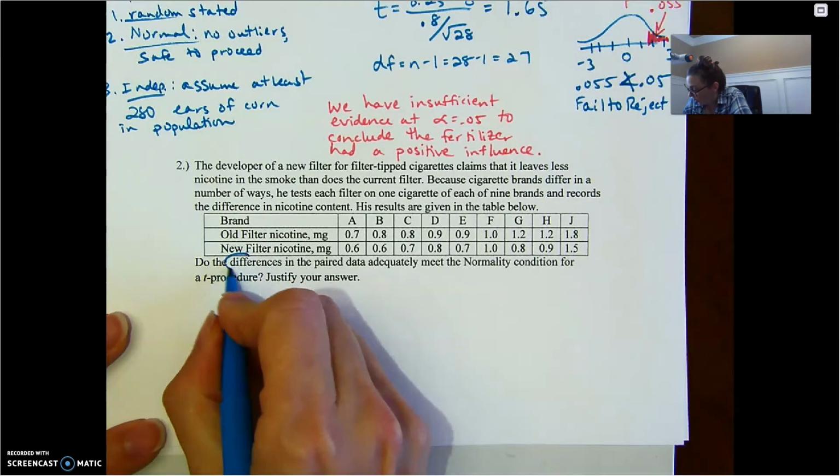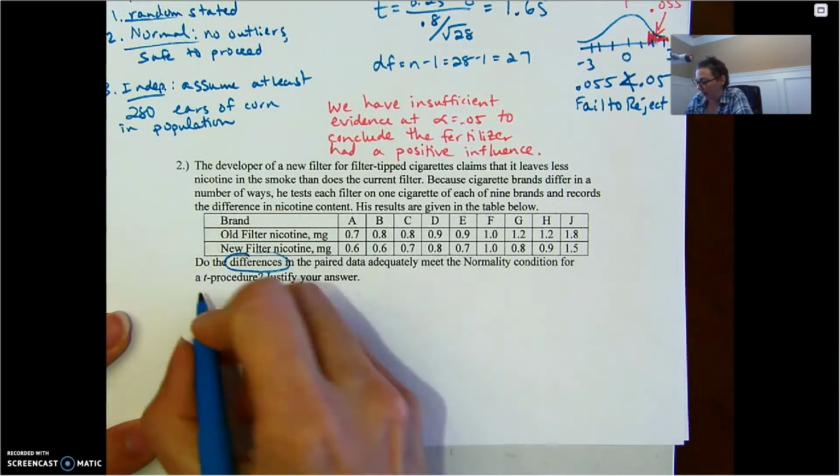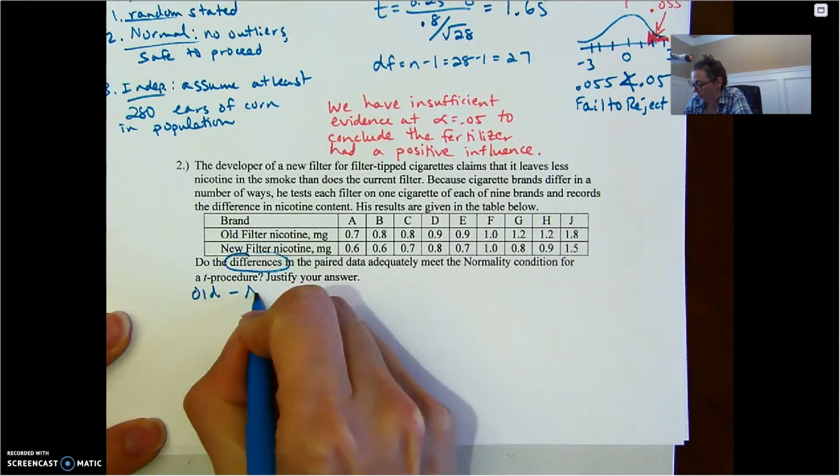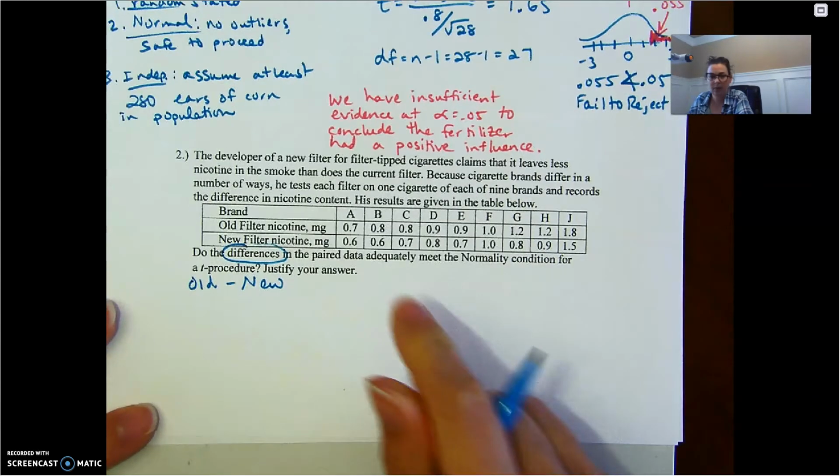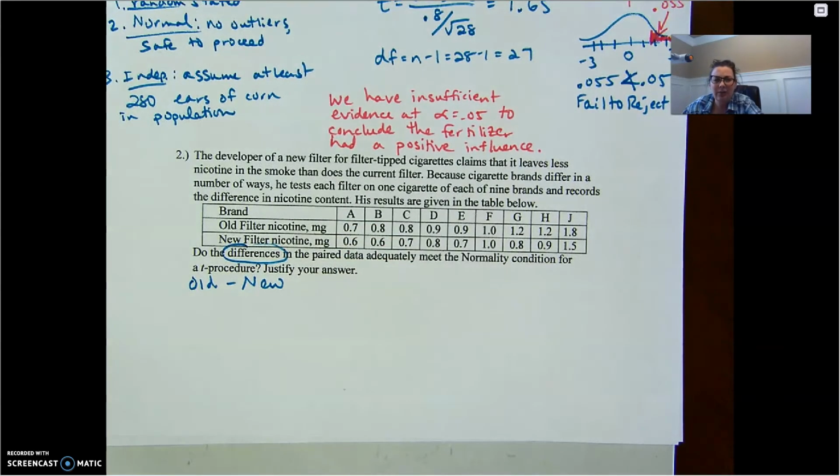Okay, so they're asking us to take the difference. All right, so old minus new. You can do it by hand. You can have the TI do the difference. I think I will pause the video real quick and type it in to save some time. So get your calculator, start typing, and we'll meet up.